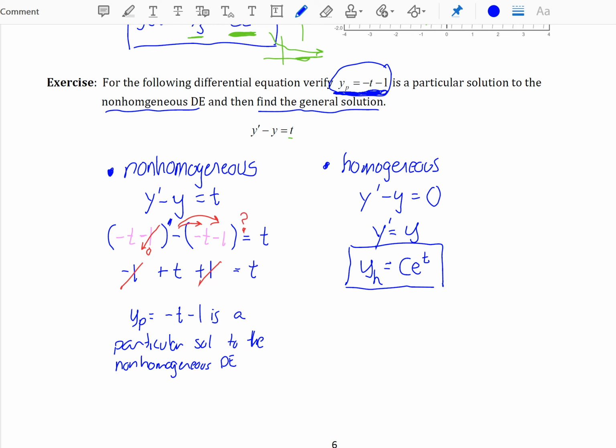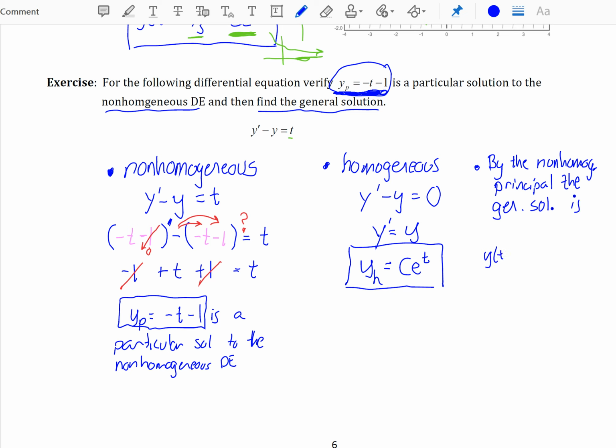So here we have a homogeneous solution. Here we have our particular solution. So we'll end by saying, by the non-homogeneous principle, the general solution is y of t equals negative t minus 1 plus c e to the t.